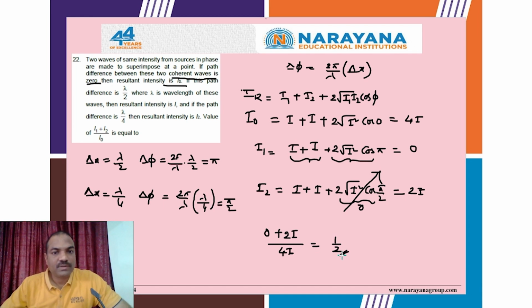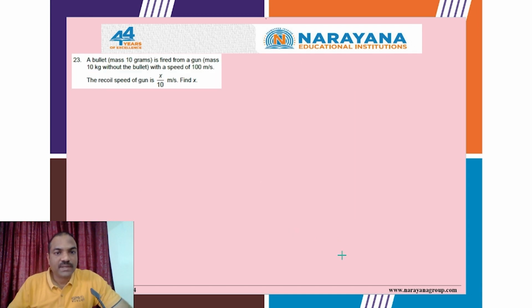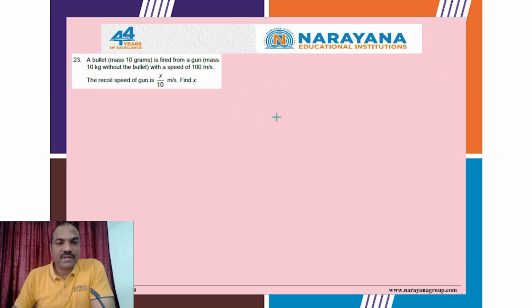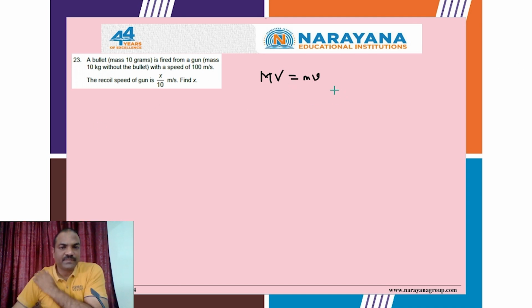So let us go to the next question, where a bullet of mass 10 grams is fired from a gun. The gun mass is given as 10 kg without the bullet, and the bullet speed is 100 meter per second. What is the recoil speed of the gun? As we fire a bullet, we know that the gun will recoil in the backward direction in such a way that momentum is conserved. So capital MV is equal to small mv. This is the direct thing we are doing here.